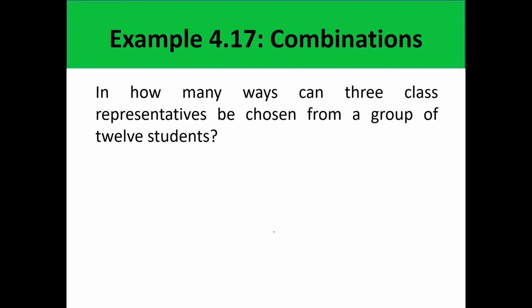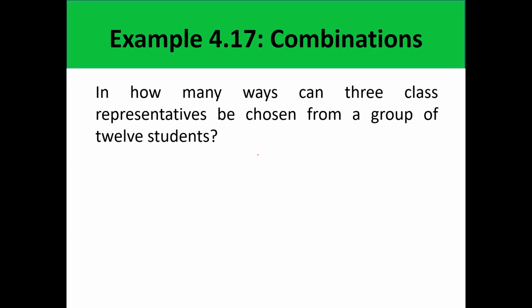In how many ways can 3 class representatives be chosen from a group of 12 students? In this scenario, we are supposed to choose 3 class representatives from 12 students. After choosing the 3 class representatives, there is no ordering to be imposed. So this is N combination R and not N permutation R, because in N permutation R, after you select the R objects, there should be an arrangement or ordering imposed on the selected objects.